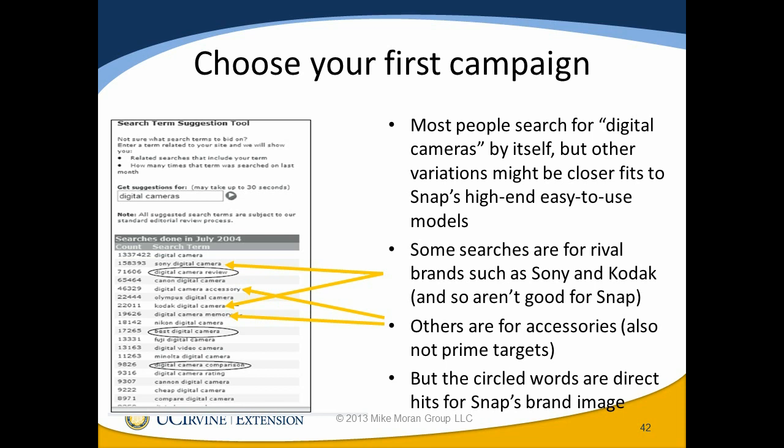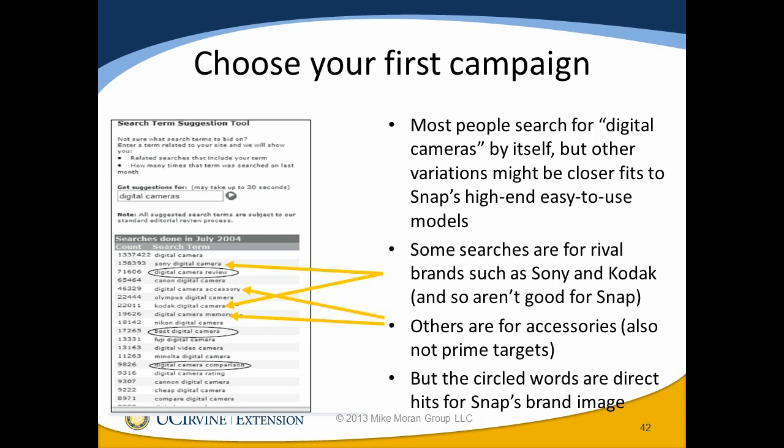So obviously a good search term would be digital cameras, but there are a lot of companies that want digital cameras to be their number 1 result. So you need to look at other things. One thing you might notice is that some of these terms have to do with competitors. So Sony digital camera, Canon digital camera, Kodak digital camera. Those aren't really good matches for Snap.